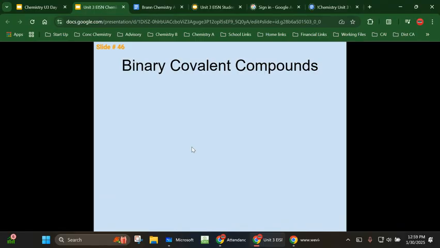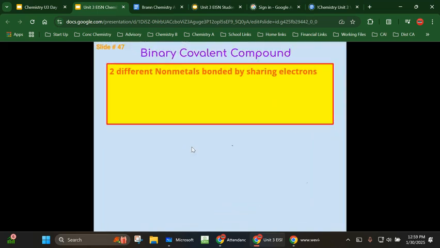Now, what kind of elements are they? 2 nonmetals. And to be covalently bonded, instead of gaining or losing electrons, they are sharing them. That is the definition of a covalent compound. 2 different nonmetals bonded together by sharing electrons. Okay? Involves only nonmetals. There are no charges here. That is a very important thing.